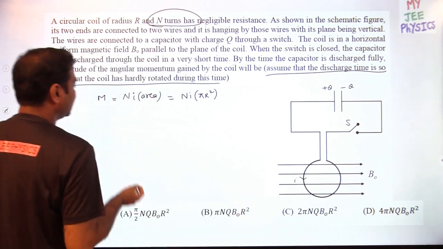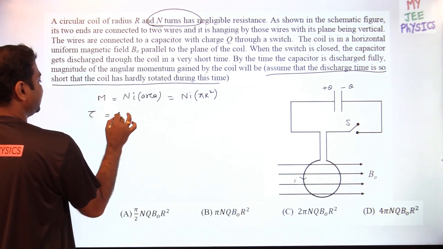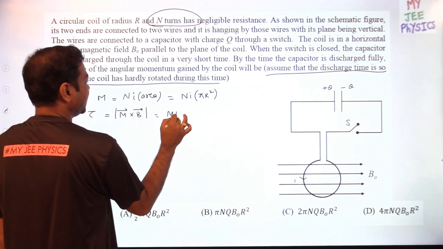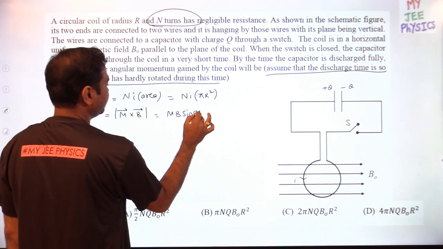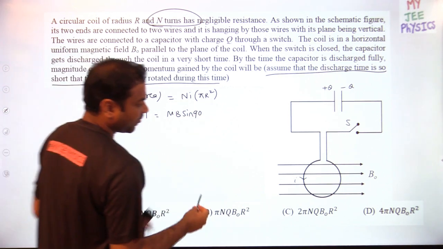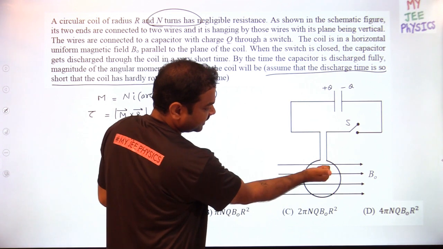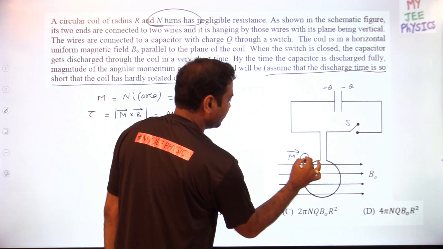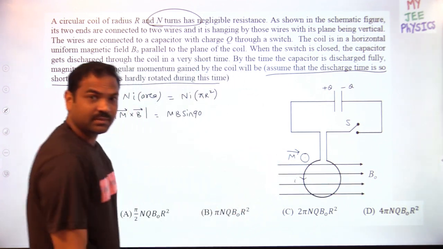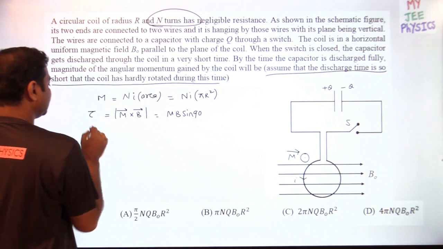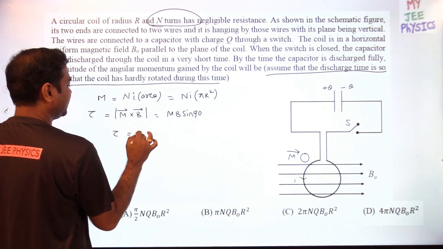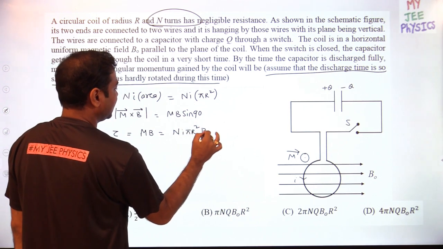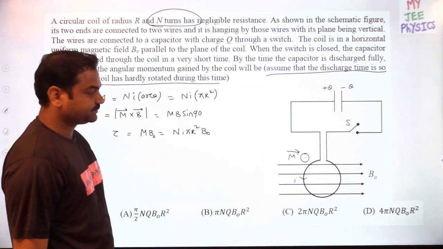Then what is the torque acting on the loop? The torque acting on the loop is equal to the magnitude of m bar cross B bar, which is m B sin theta. I'm just going with the magnitude first. M B sin 90. Why? Because the current is going in this way, so the magnetic dipole moment will come out of the board. The direction of m bar is out of the board. Then the angle between the magnetic field and the dipole moment is 90. So the torque is m into B, which is equal to n into I into pi r square into B. Actually B means B naught here, so I wrote B naught.